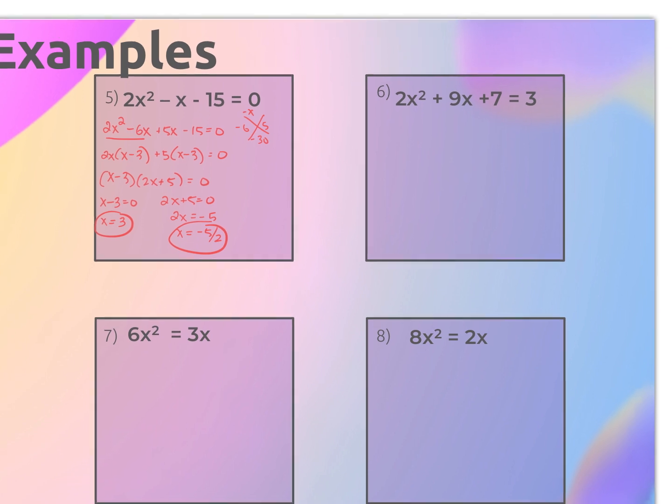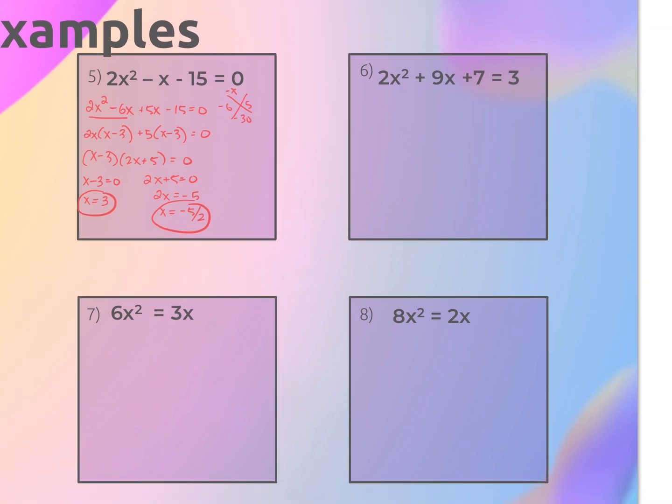When I go to number 6, notice that up until now they were all equal to 0, barring maybe these that equaled x or something. But again, remember, it has to equal 0. And so what's going to happen is this right side has to be 0. So I'm going to have to subtract 3 from it. So I'm going to obviously have to subtract it from the other side as well. Remember, it has to stay balanced. So I'm going to get 2x squared plus 9x plus 4 equals 0.